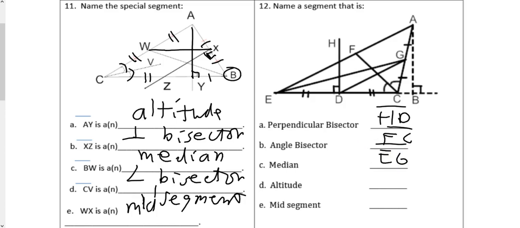Altitude comes from an angle and forms a 90-degree angle. So that's AB, which we were looking at earlier. And a mid-segment connects two midpoints. Well, G and D are both midpoints, as we talked about before, so that's DG. That's a horrible G. Still bad, but you know what it is. DG. It looks like PG, but it's DG.